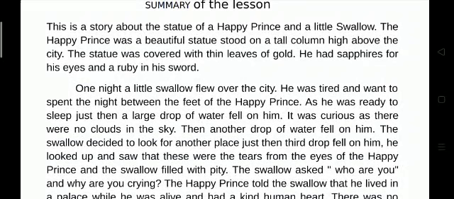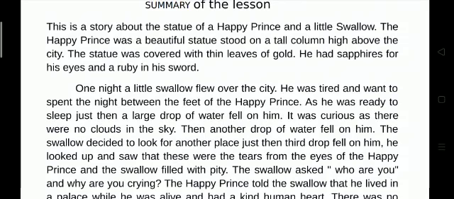The statue was covered with thin leaves of gold. What was it covered with? It was covered by thin leaves of gold. He had sapphires for his eyes and a ruby in his sword. So it was decorated very beautifully, and naturally if we see any statue made of gold with rubies and sapphires on it, then naturally it will be beautiful and it would be a thing to be visited. One night a little swallow flew over the city.